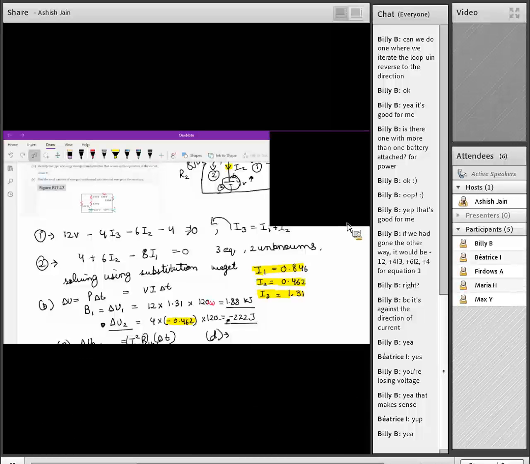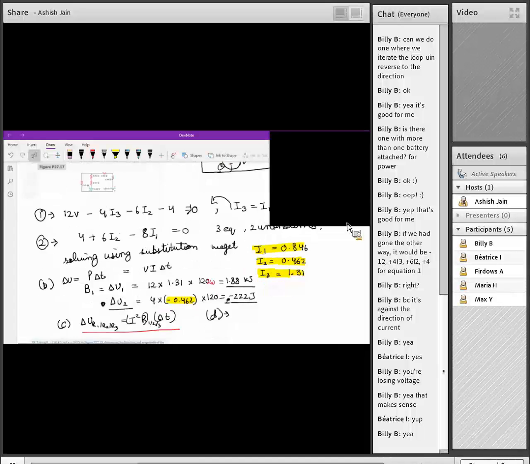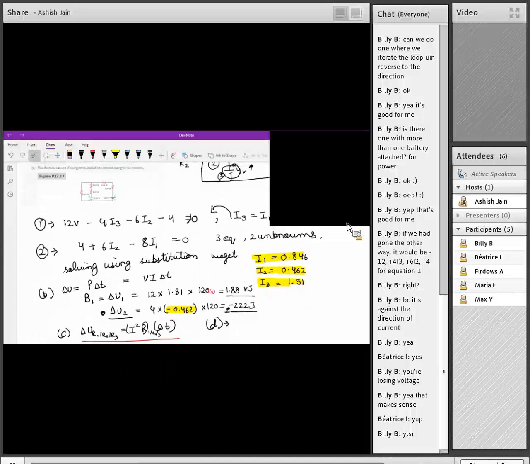I mean, what type of energy does your battery store? It's chemical potential energy. And what's happening in the resistor is that whenever you supply a current to the resistor, it changes into heat, right? That means it is increasing its internal energy. So chemical potential energy is being transformed into the internal energy in the resistor.